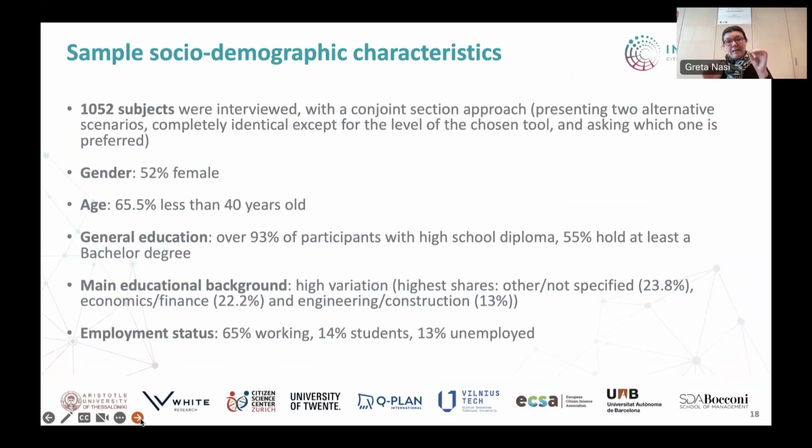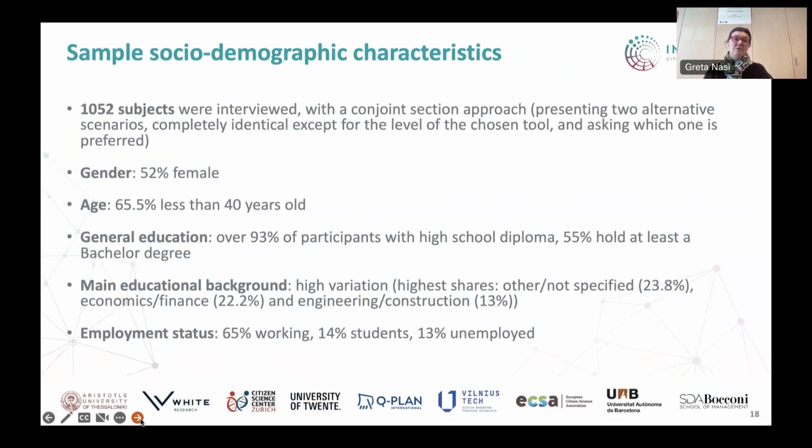But what was actually changed in the scenarios that were shown to them was the operationalization of the variable. For example, modes of participation would have been either in presence or online. And so by looking at this, we identified what matters the most for them.